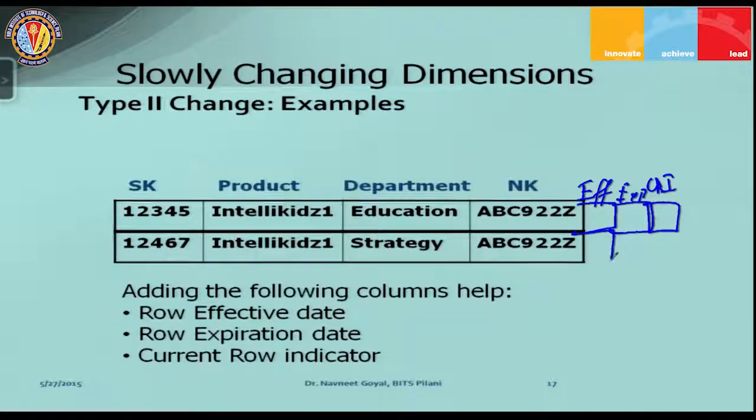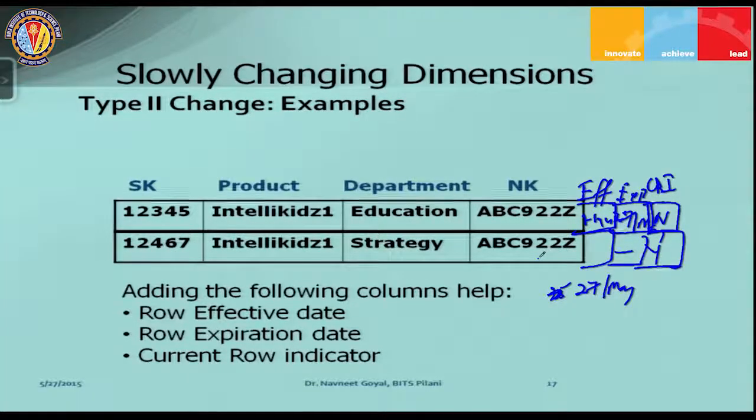So what I'll do is, this is the change, so the effective date will be today, 27th May, right? Expiry I'll just put blank, and current record indicator I'll put yes, and here it will become no. Expiry will be today, 27th May, and the effective date is whenever it started, say I assume it was there from 1/1/14, okay, so I'll put that. So this is how it would look like.